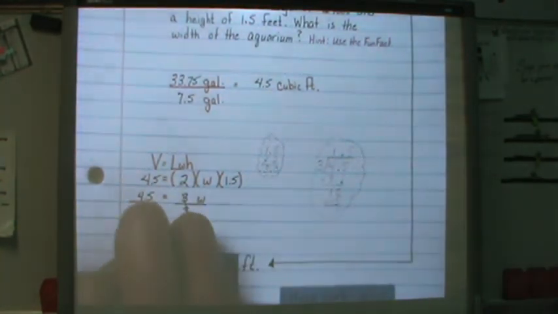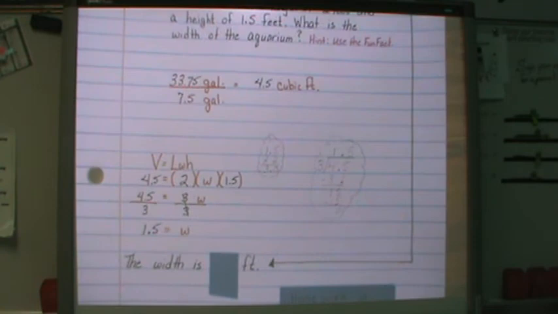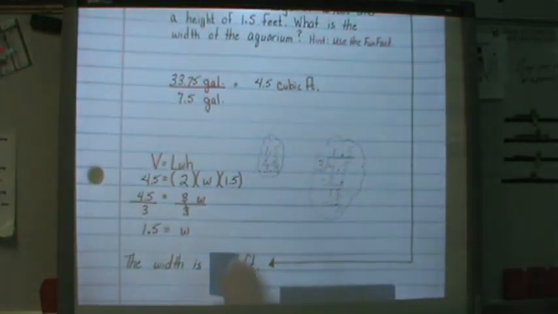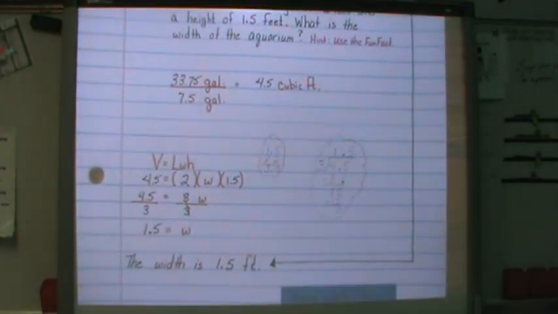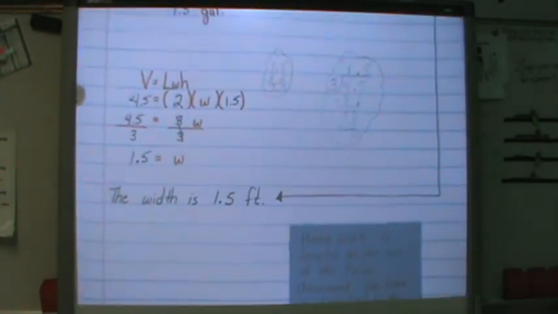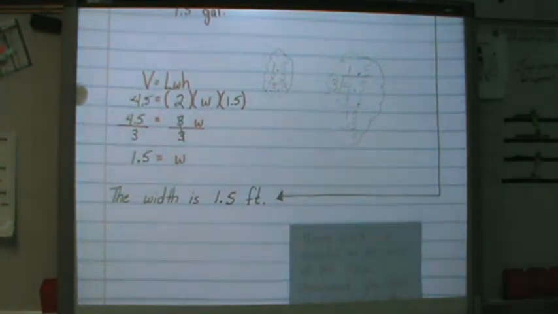It's 1.5. I put that over there because when I was writing out my notes, I got a little too fast, and I ended up writing it. So the width is 1.5 feet. Again, remember that is a linear measurement because it's not squared and it's not cubed. That is just a measurement of the side. The width is one measurement of the side.